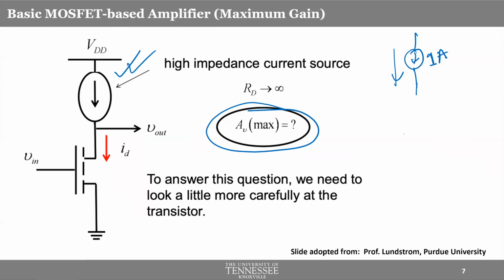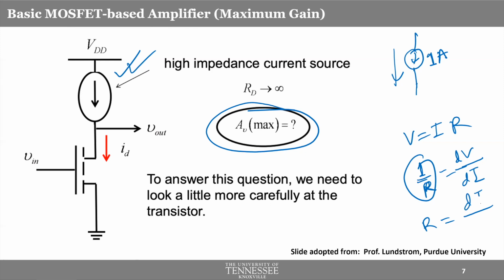Now, remember Ohm's law, V equals IR. Let me just use some simple algebra here. So 1 over R is I over V. 1 over R is nothing but conductance, right? But remember, this is not the proper way of representing anything. We should use the derivative, dI over dV.